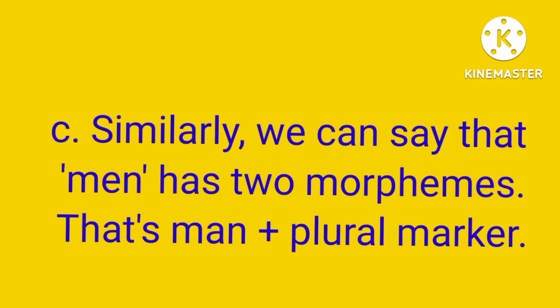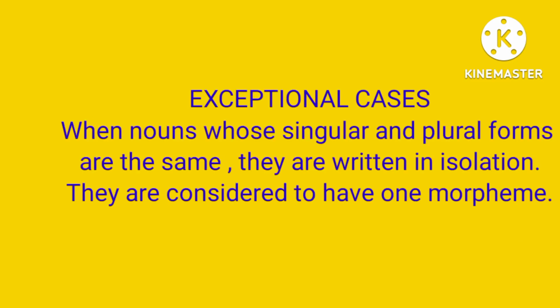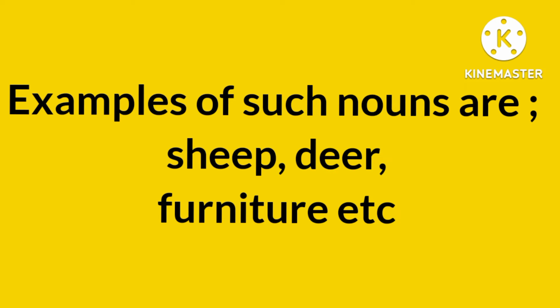Now let's move to the exceptional cases when dealing with morphemes. So you can give examples of morphemes on your own. Okay, exceptional cases. When nouns whose singular and plural forms are the same are written in isolation, they are considered to have one morpheme. Examples of such nouns are sheep, deer, furniture, etc. So you can give examples on your own.